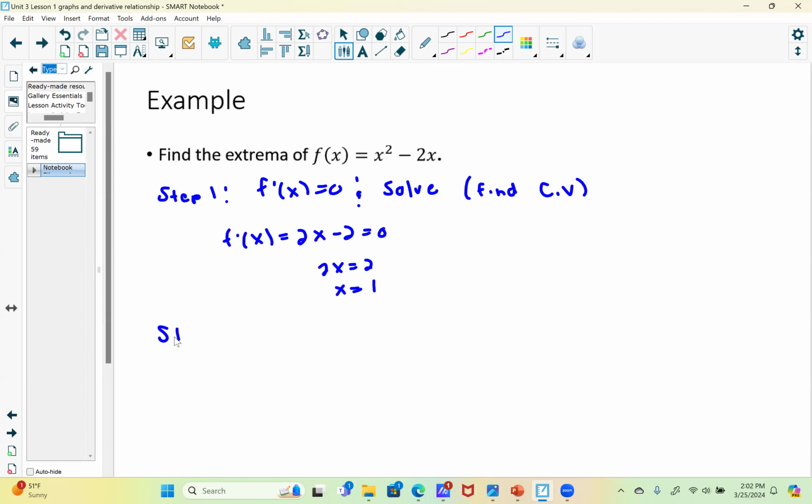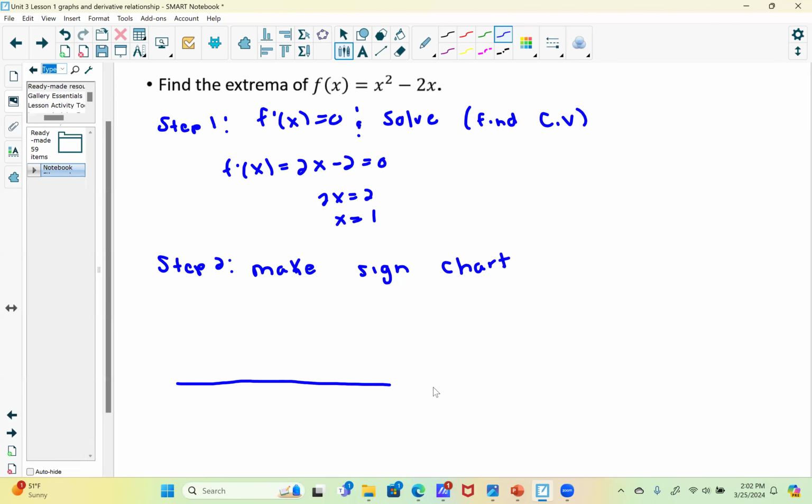Okay, step 2 is to make a sign chart. Now, for these, I often use the number line method for the sign chart because I think it's faster. But you can draw your sign chart whichever way you want. You just need to make sure you're showing the relationship between the derivative and the original function. So on my number line, I put 1.